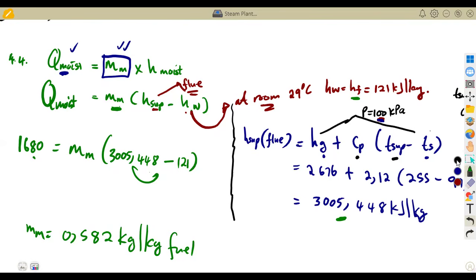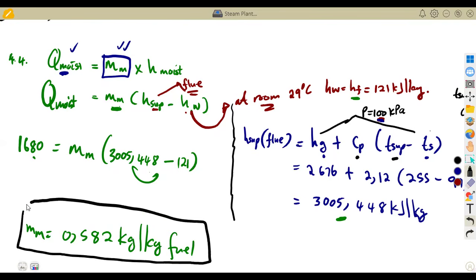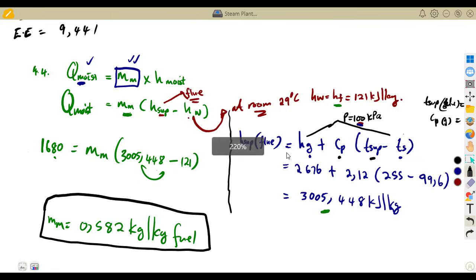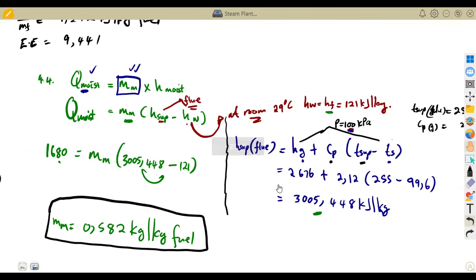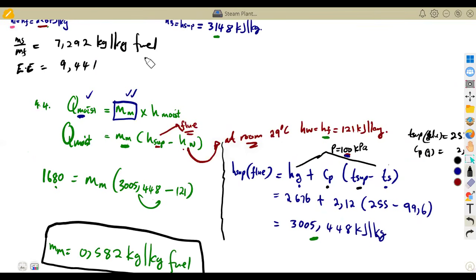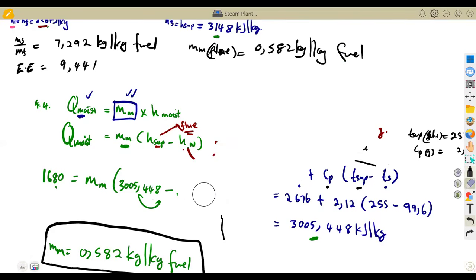Remember, this is needed per kilogram of what? Per kilogram fuel. So it's going to depend, maybe we might need this. Let us just write it down aside. This is the mass of the moist, which is the flue in this case, 0.582 kilograms per kilogram fuel. If we need this, then we're going to use it.